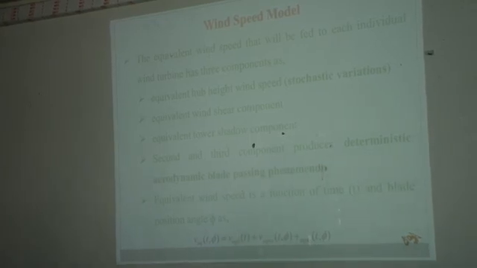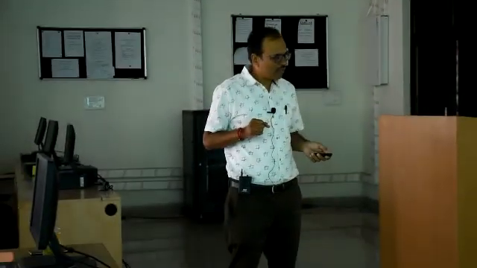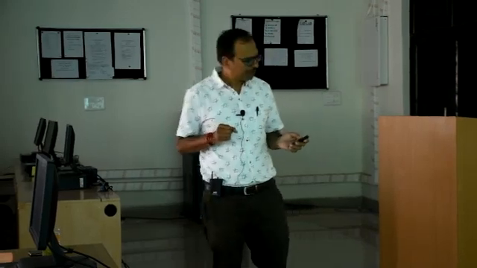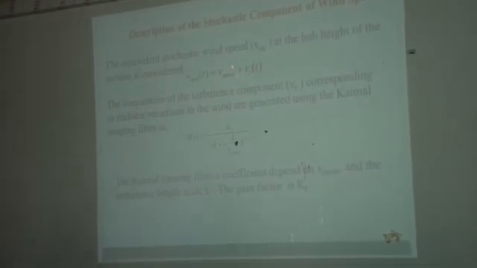Equivalent high wind speed, equivalent wind shear component, equivalent tower shadow component; the second and third components produce the deterministic aerodynamic blade passing phenomena, and the equivalent wind speed is a function of time and blade position angle, which is defined with this expression. So this is your equivalent wind speed. Then it considers the shear effect and the tower shadow. You have to mathematically model all these effects. So how can you model this mathematically? That is presented here. This is your average wind speed. Then this is the fluctuating wind speed, which should be considered in the effect.